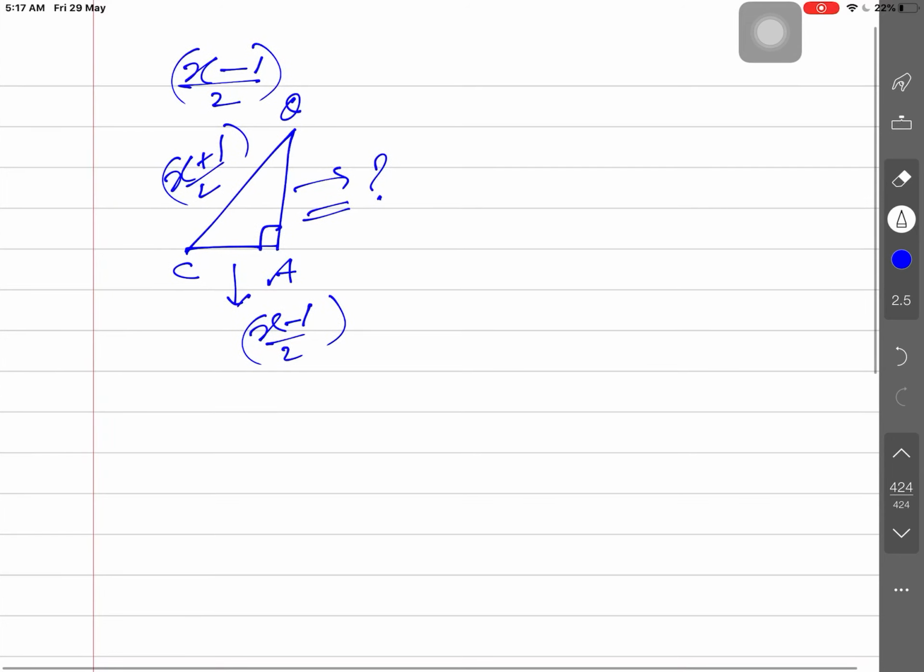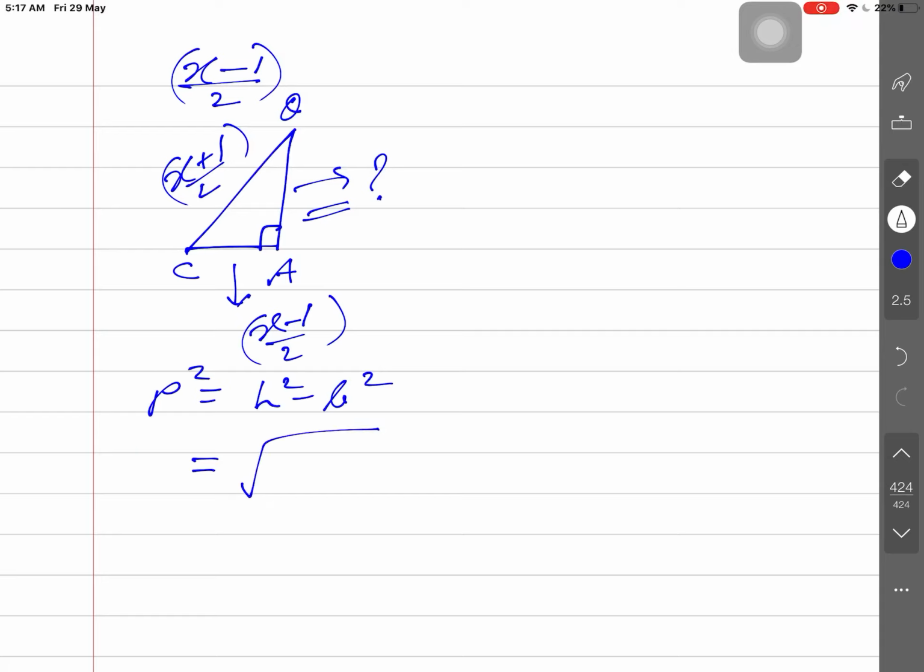It's a perpendicular. So perpendicular square is equal to what? Hypotenuse square minus base square. This is the Pythagorean concept here. So it shall be: hypotenuse square means ((x plus 1) by 2) square minus ((x minus 1) by 2) square.